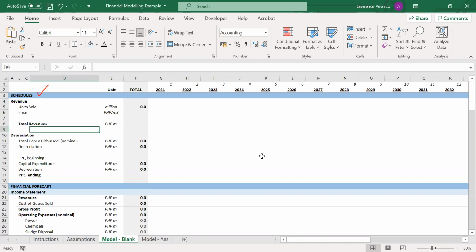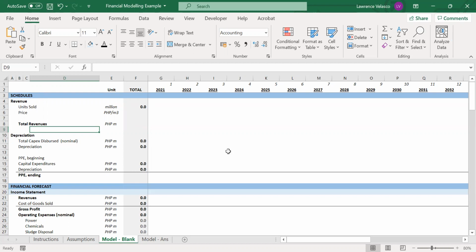Okay? So here, in terms of schedules, one schedule is total revenues, right? Because of course, you have to have a price forecast and a volume forecast. When you multiply the two, then you get revenues. Okay? Another thing that you need to compute separately is depreciation, right? Because you have to compute depreciation so that you can get PPE ending. Okay? So yun na lang muna for now. Okay, so that's the first part.